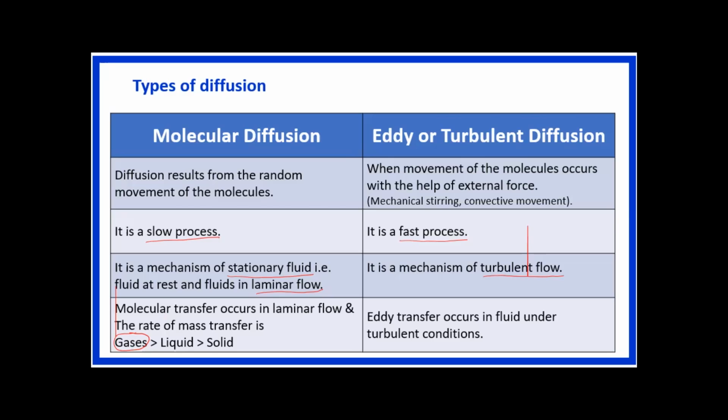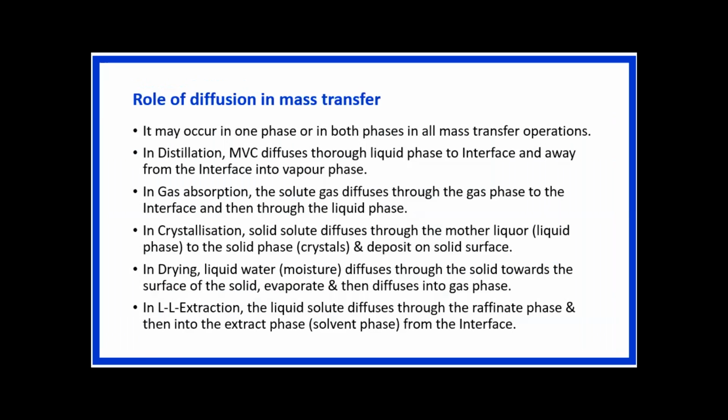Then the next concept is the role of diffusion in mass transfer. Now we have discussed the diffusion concept and two types of diffusion, and now the role of diffusion in mass transfer operations. We have already discussed there are various mass transfer operations, mainly distillation, gas absorption, crystallization, drying, liquid extraction. So the diffusion may occur in one phase or in both phases.